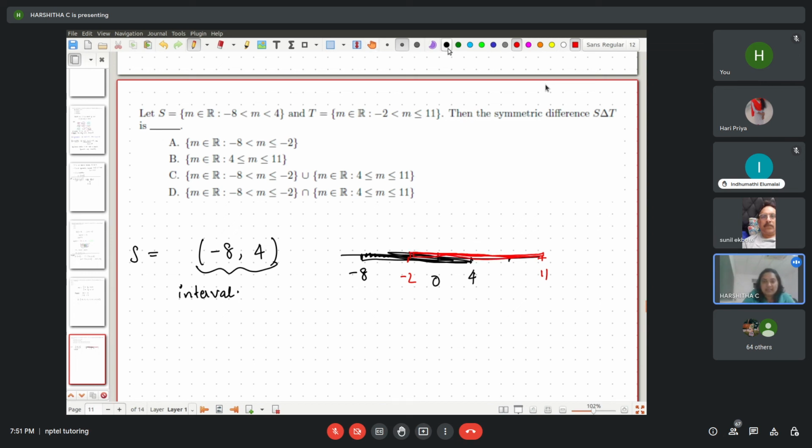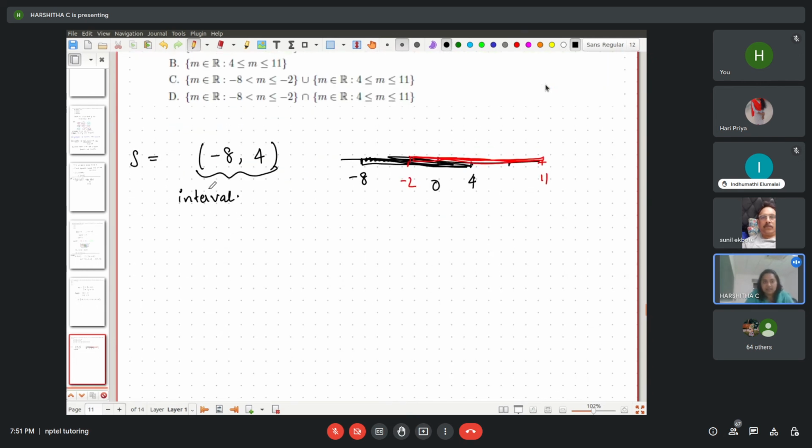So what is symmetric difference? Let's first understand what symmetric difference is.